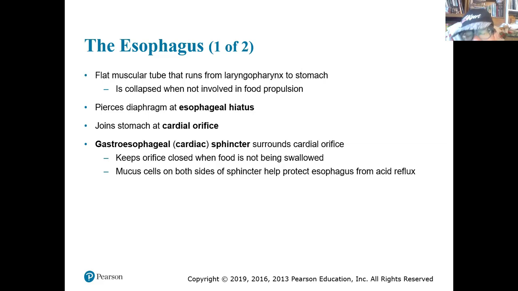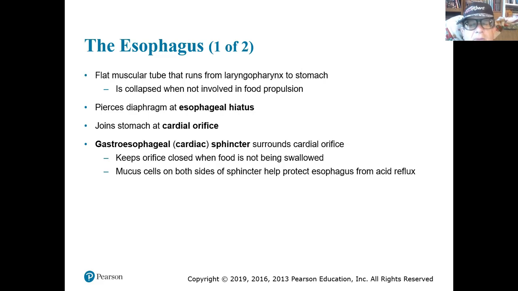I'm probably going to use cardiac sphincter because most people are familiar with the term heartburn. And heartburn is the pain you feel when you reflux past the cardiac sphincter and burn the bottom of your esophagus with stomach acid. Because that's real close to where the heart is located, a lot of people mistake it for a heart attack. That's why we call it heartburn. Anyway, when you're not swallowing food, that should be closed.